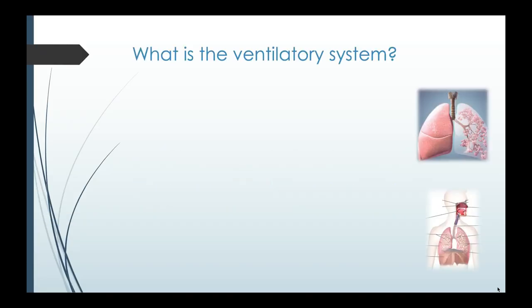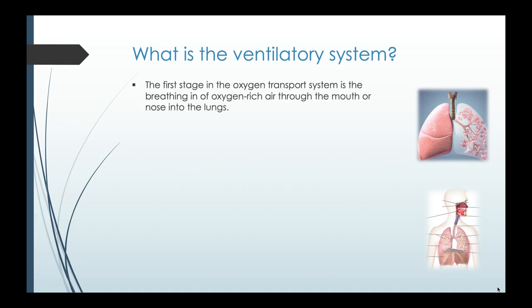Okay, diving in. So what is the ventilatory system? That's the first thing. What we need to know is that it's the first stage in transporting oxygen into the body from the air around us. Okay, and we also need to know the structures that make up the ventilatory system. So it's all of the structures involved in getting oxygen from the atmosphere around us into our bodies so we can transport it to the working muscles.